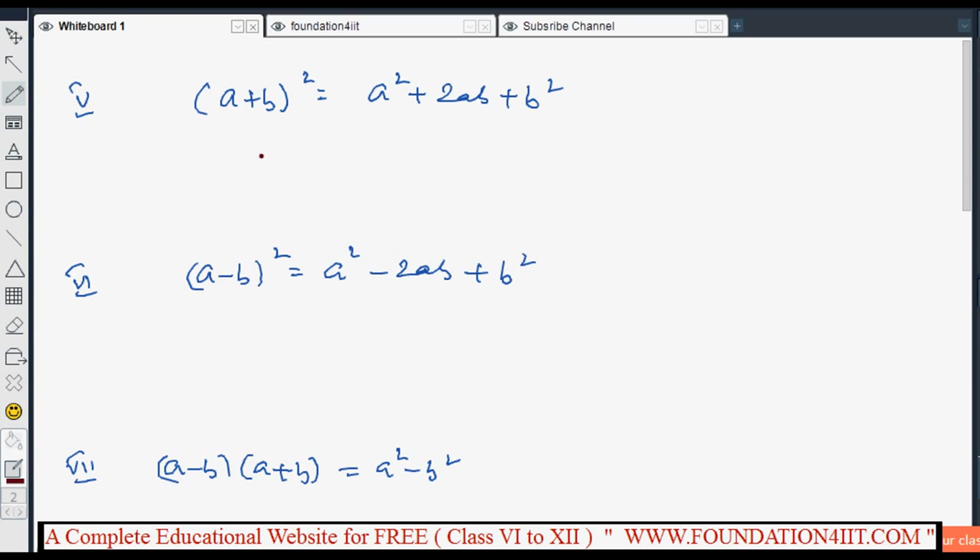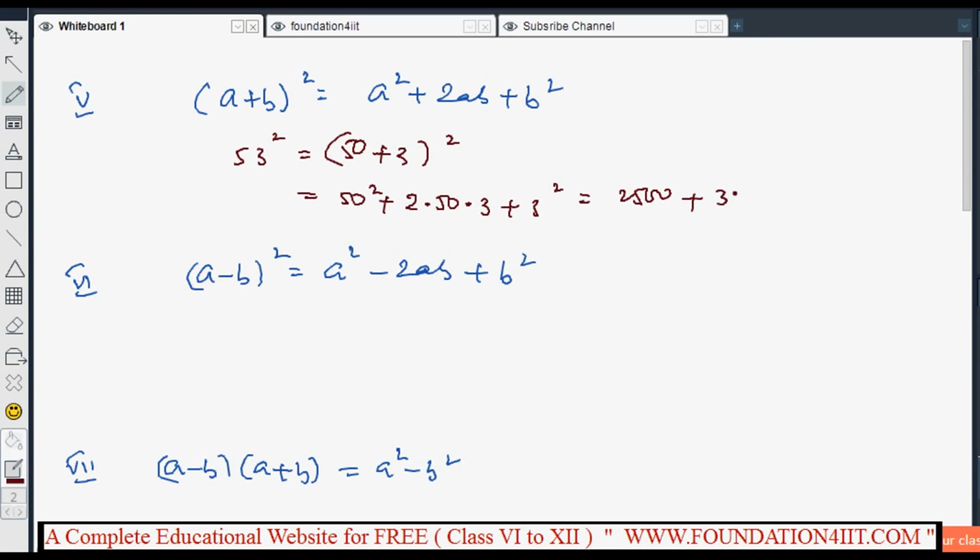For example, we need to find 53 square. We can reduce it into 50 plus 3 whole square. So using identities also we can find the square. 50 plus 3 whole square is 50 square plus 2 into 50 into 3 plus 3 square. 50 square is 2500, plus 2 into 50 into 3, that is 300, plus 9. That is 2809. That is 53 whole square.